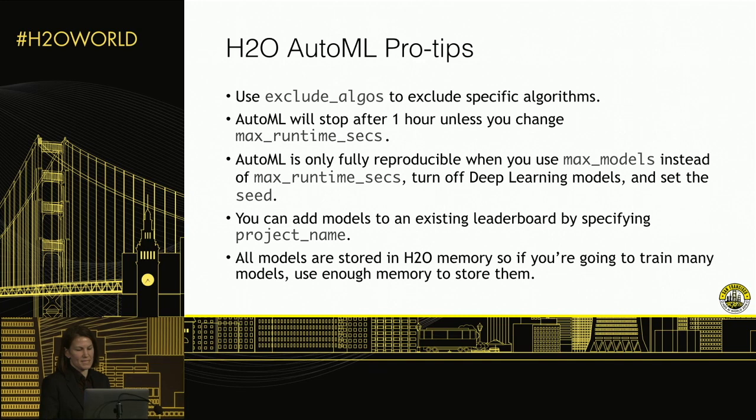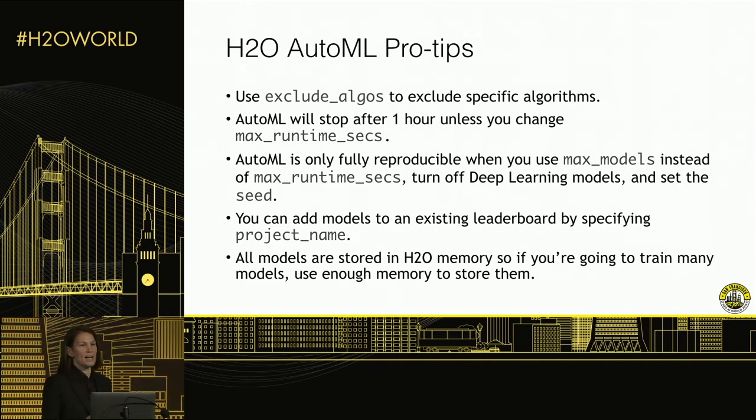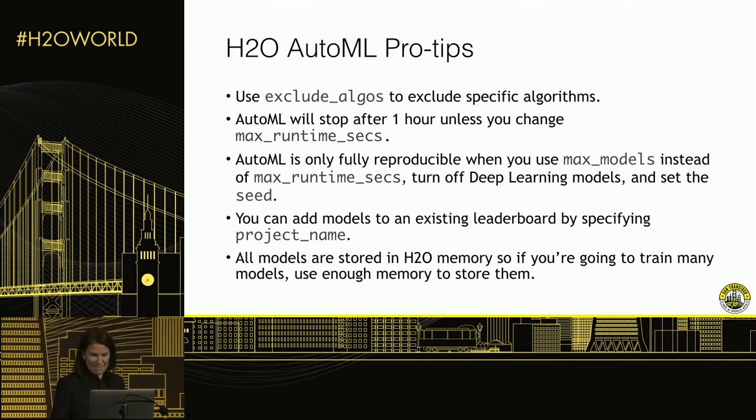Another tip is if you're going to run AutoML for a long time, it's going to train a lot of models, so you need to have enough memory to store all those models in the H2O cluster. In the H2O init command, when you start it up, there's no way to really know how much memory you need, but just use as much as you have on your machine and see if it works. If not, then either get a bigger machine or run it for less time.